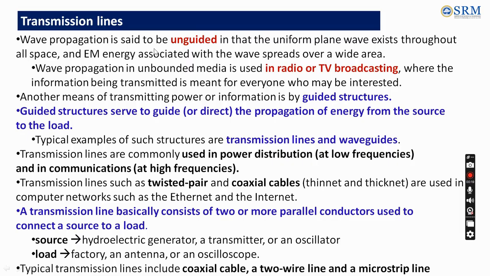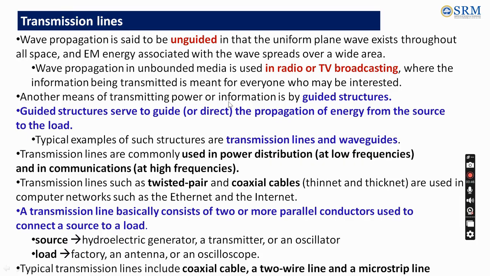We already know that wave propagation is said to be unguided. In such a case, a uniform plane wave exists throughout all space, and the electromagnetic energy associated with it also spreads over a wider area. The typical example for wave propagation in unbounded media is radio or TV broadcasting, where the information is sent to everyone, whoever is interested.